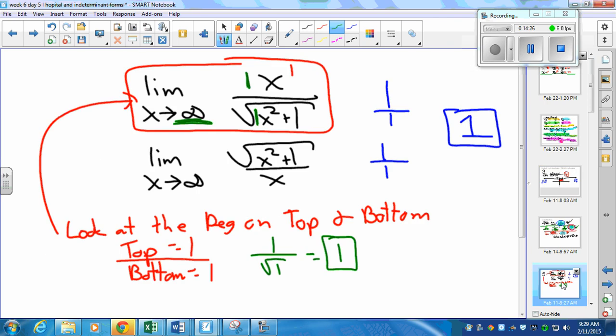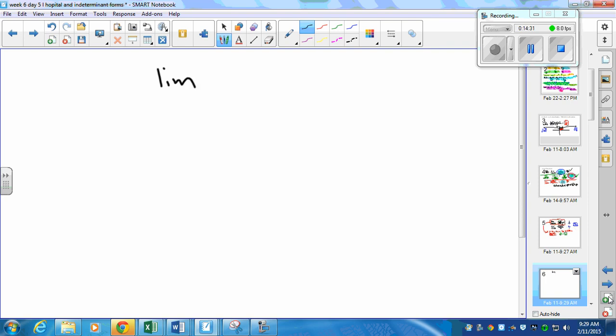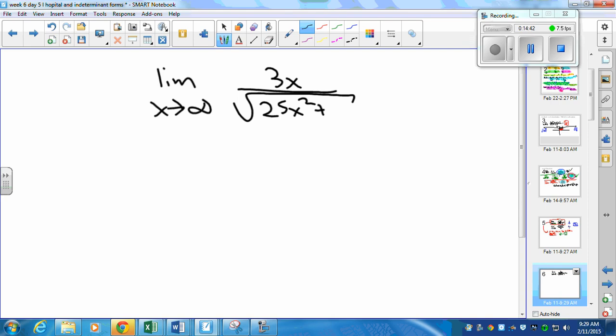Let's just play this out real quick. I don't want you thinking that always goes to 1. If I had a guy like this, let's say 3x over the square root of 25x squared plus 1. Notice I changed the leading coefficients again. The degree on top is 1, the degree on bottom is 1, so you can look at the leading coefficients. That would be a 3. This is not 25, it's the square root of 25, which is 5.